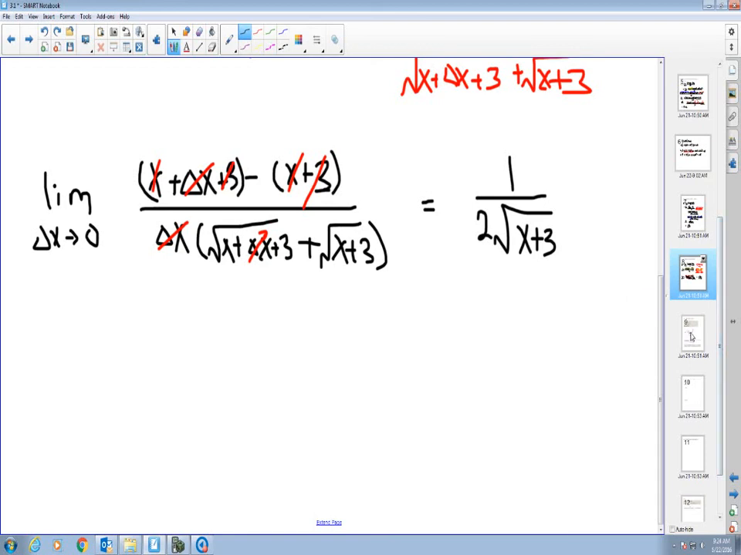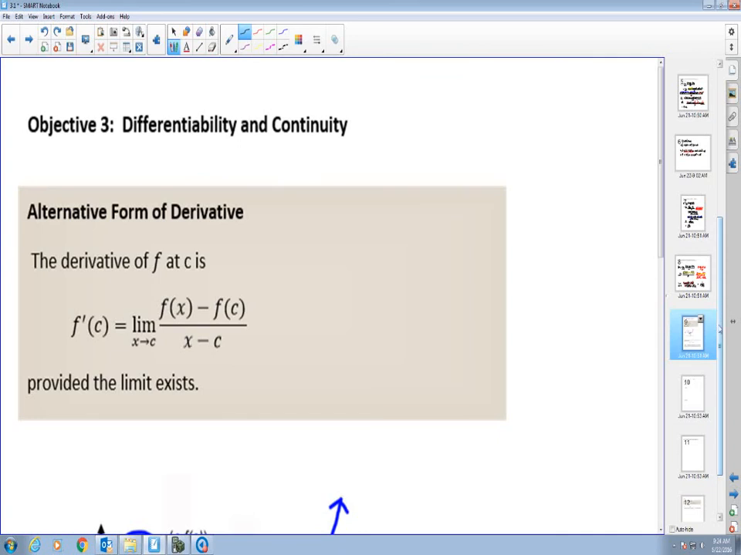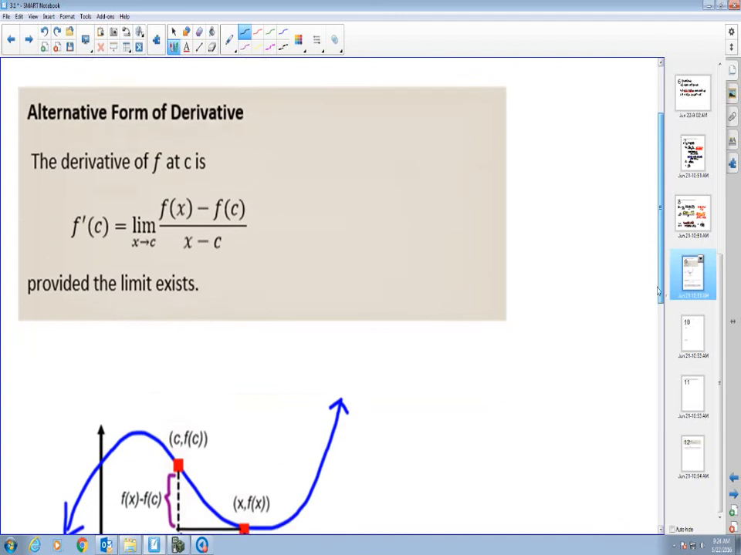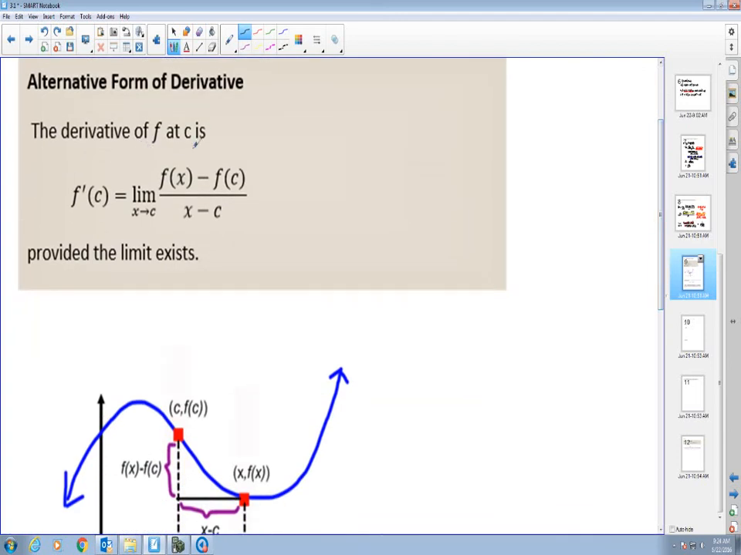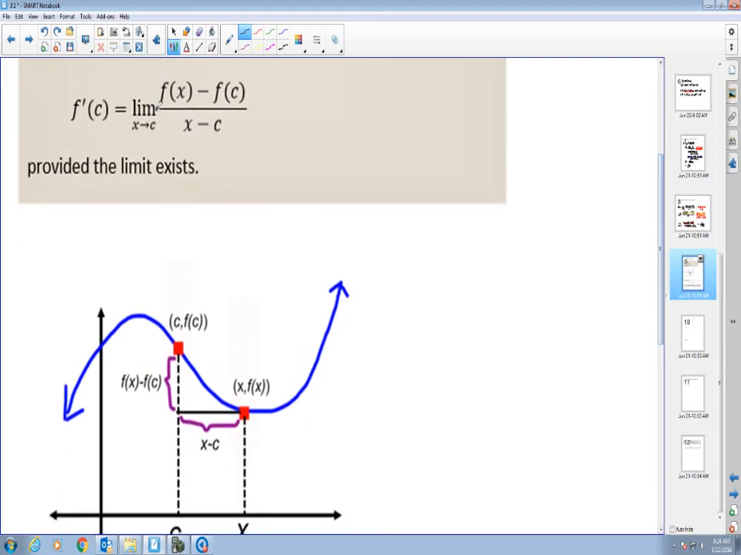Alright, there's an alternative form of the derivative. The alternative form, the derivative of f at the point c, will be f prime of c as a limit of f of x minus f of c over x minus c as x approaches c. Using the graph, it kind of makes sense. I'm just changing my notations here a little bit.